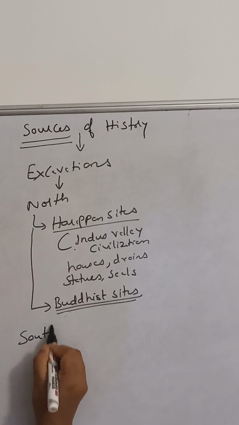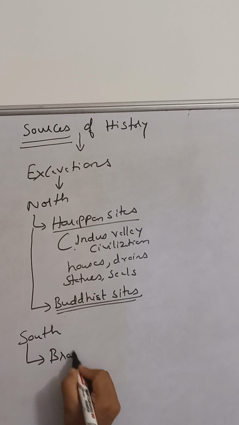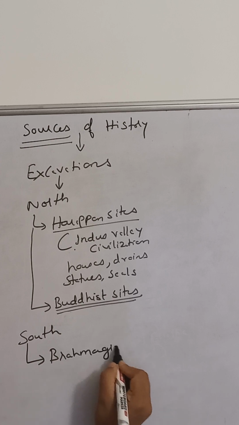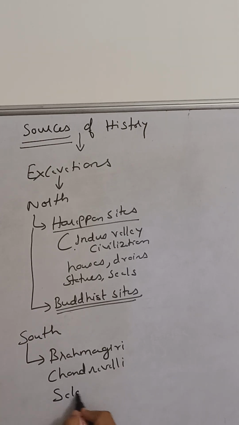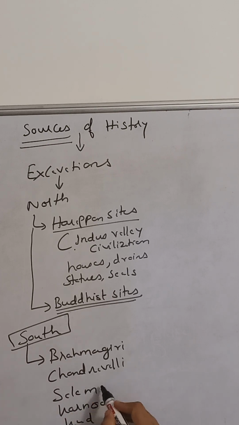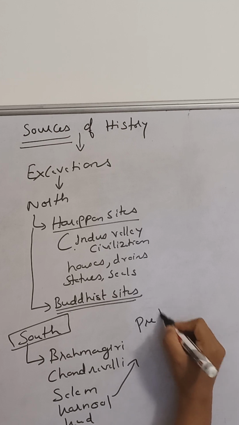What happened in the south? In the south of India also, places like Brahmagiri, Chandravalli, Salem in Tamil Nadu, Kurnool, and Kudappa, many areas like this were excavated. Places like Kurnool gave more information about prehistory.